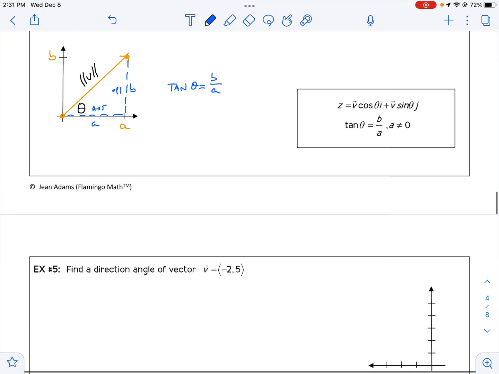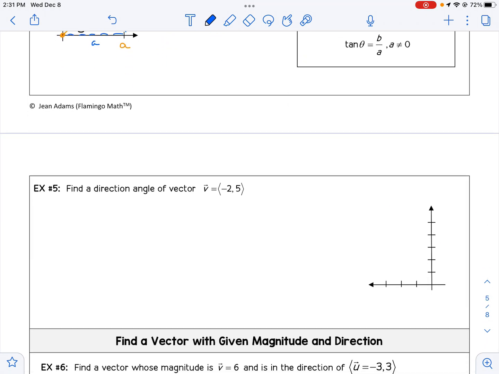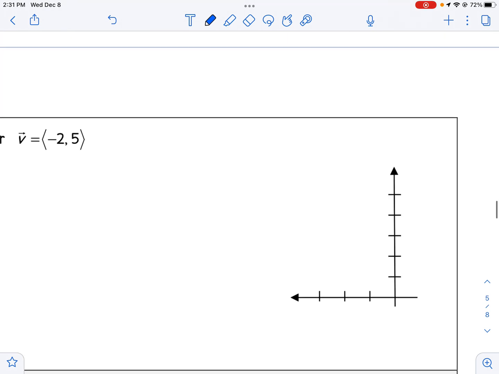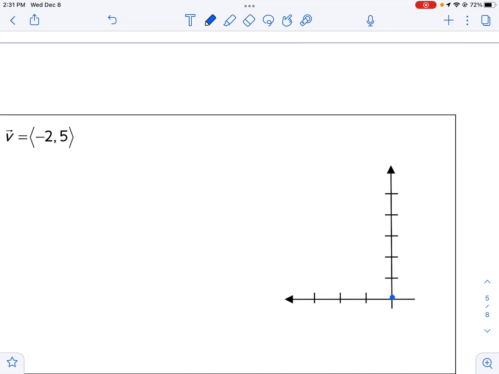So let's take a look at what that looks like. Find the direction of vector V if vector V is defined as negative 2, comma 5. So negative 2 and 1, 2, 3, 4, 5. Draw that up here. There you go. So I know that this side is 5. I know that this side is 2. I'm looking for this vector, or this angle right here.